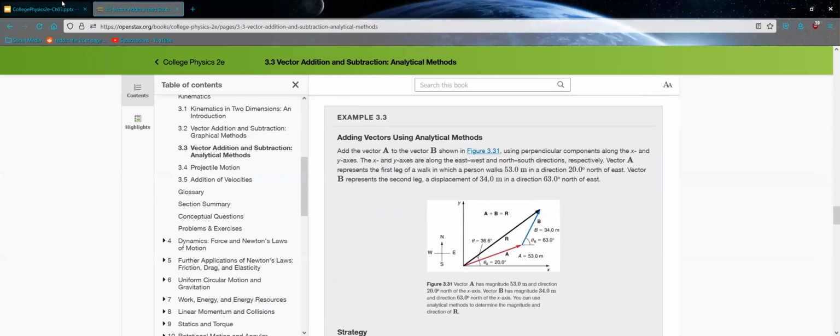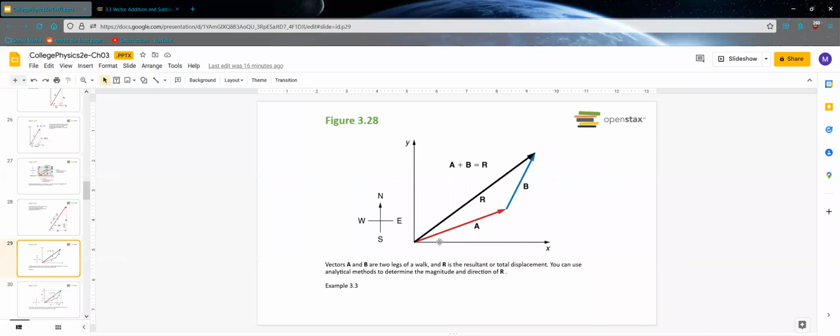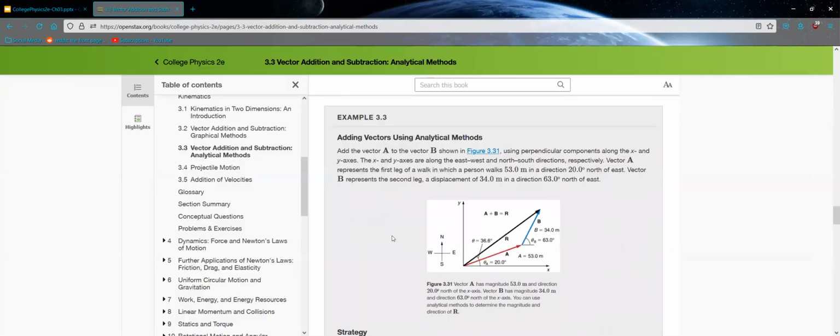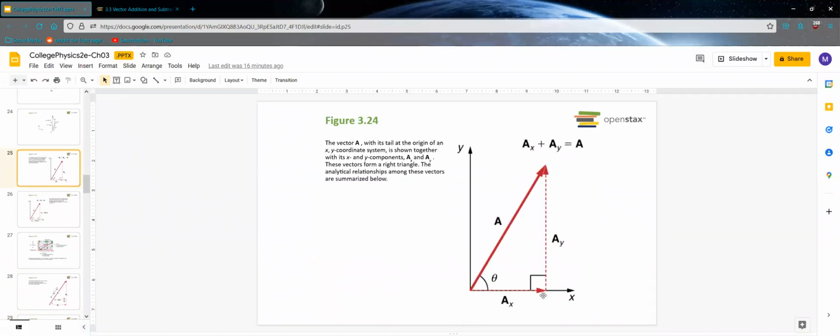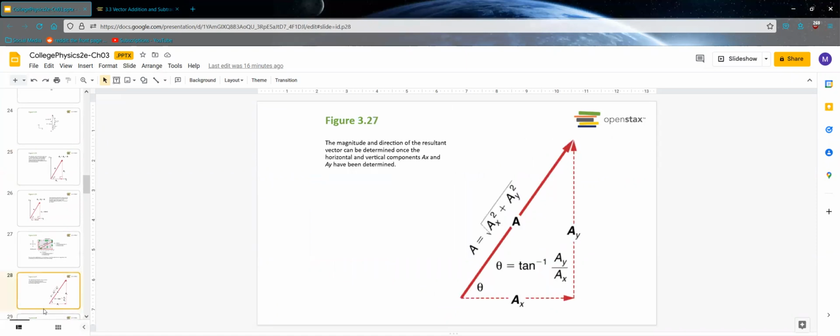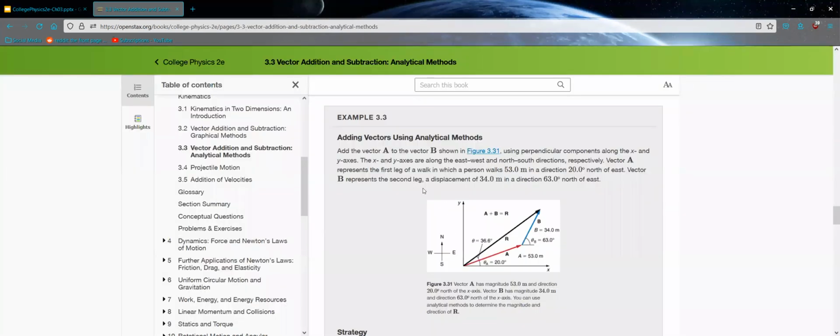All right. Example 3.3. Same graph. Sweet. Add the vector A to the vector B. Again, a vector is a line, essentially, a scalar plus a direction. A is red, B is blue. Add vectors A and B using perpendicular components along the X and Y axes. That's the AX and the AY we were talking about earlier, perpendicular components. The X and Y axes along the east-west and north-south directions, respectively. That's kind of convention. X is always east-west. Y is always north-south. If you want something different, you'll be told that it's different.